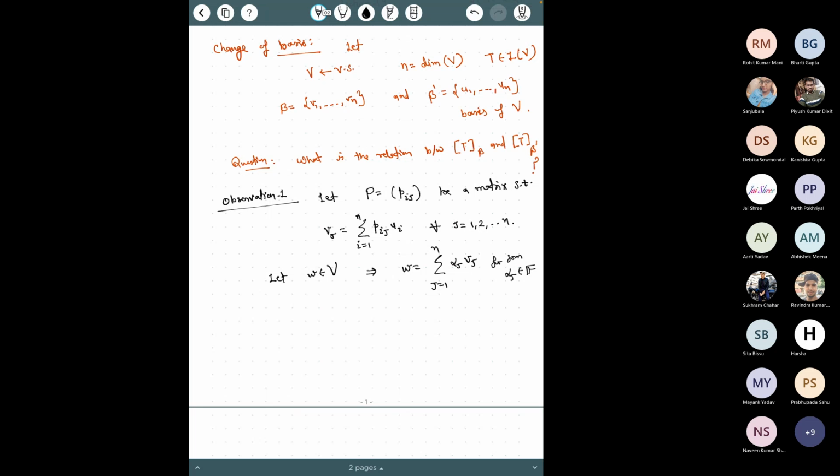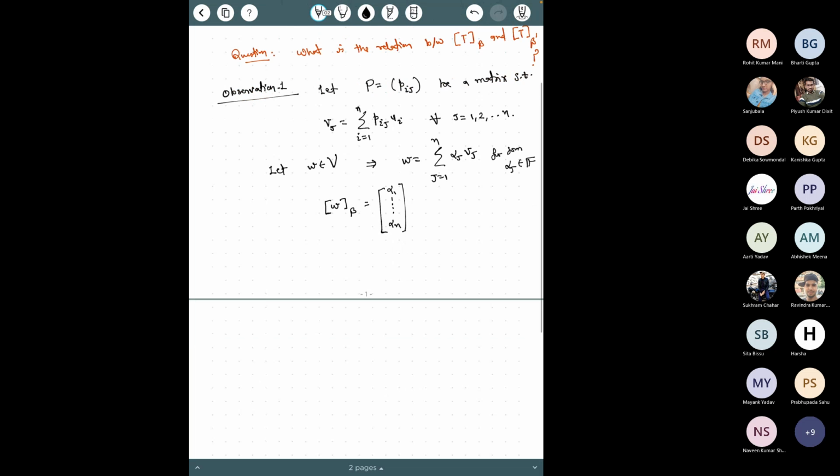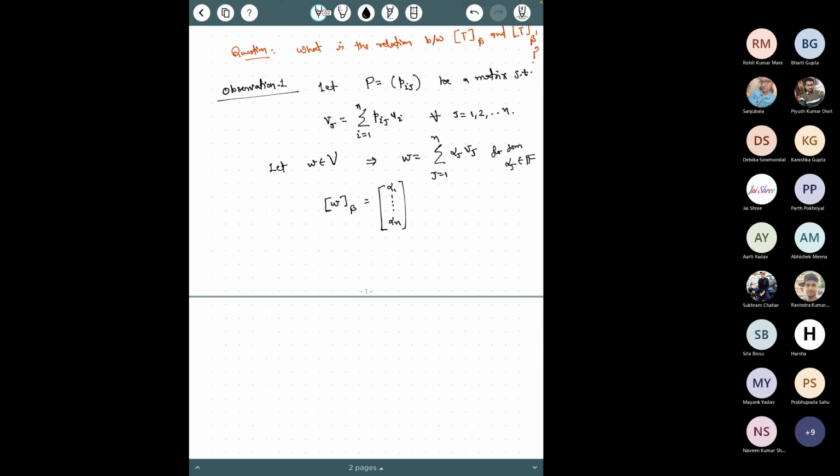Then I can clearly write the matrix of w with respect to B. These Vi's are coming from the basis B, so the matrix of w with respect to B, I know what it is. It is just a column vector where the entries are these alphas. This we have done: how to write the matrix of a vector with respect to a basis.